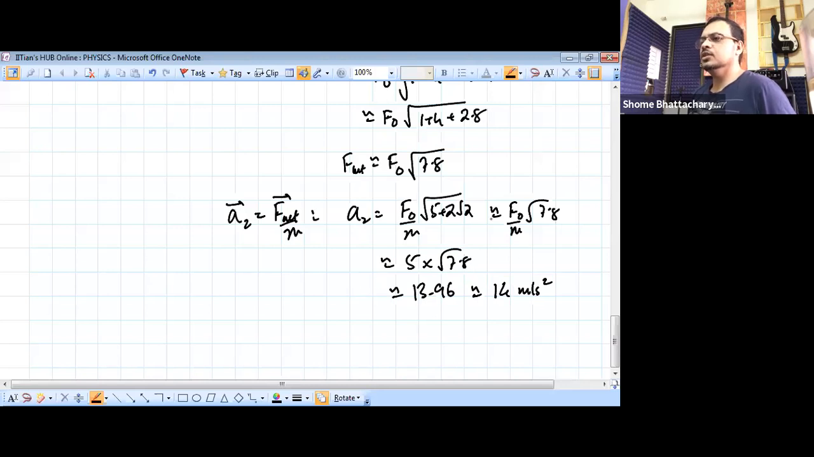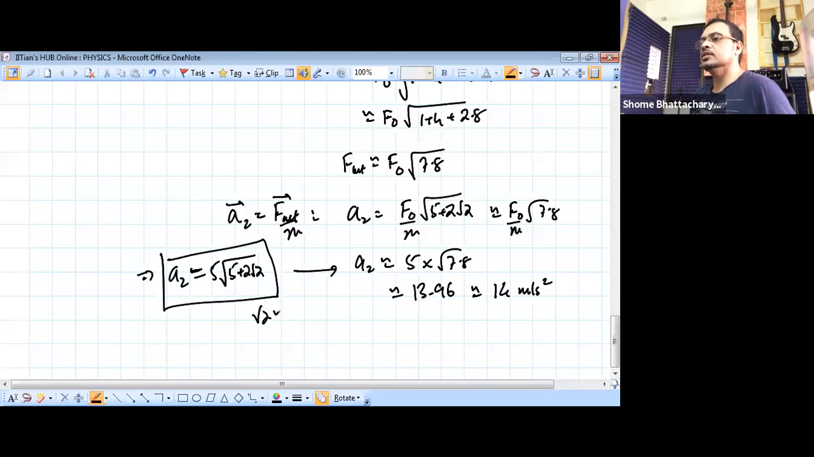So the thing is, you can leave the answer this way, that's fine. You can just leave the answer this way, that a2 is equal to 5 into square root of 5 plus 2 root 2. This is also fine. There's nothing wrong with this answer. There's just then using the value of root 2 as 1.4, this approximation.